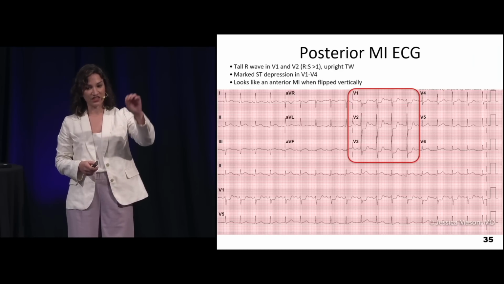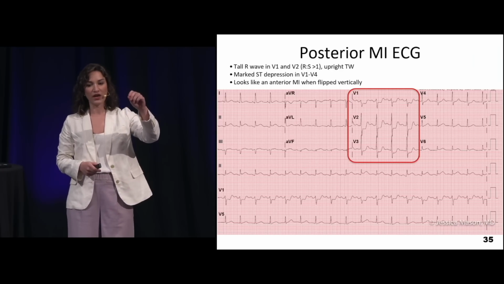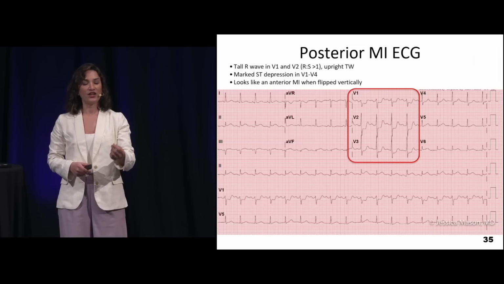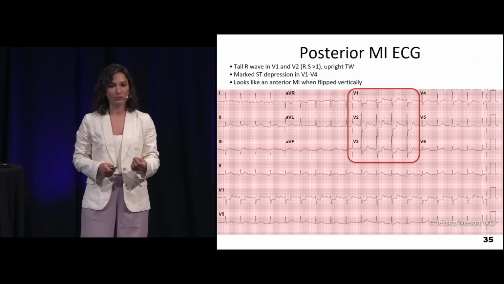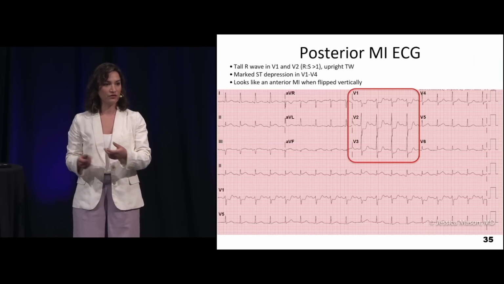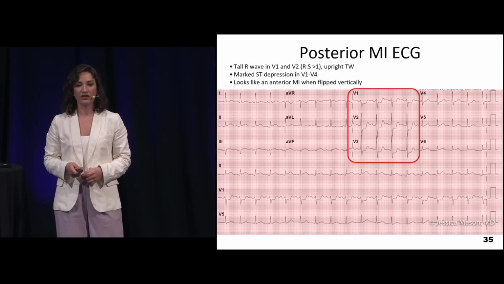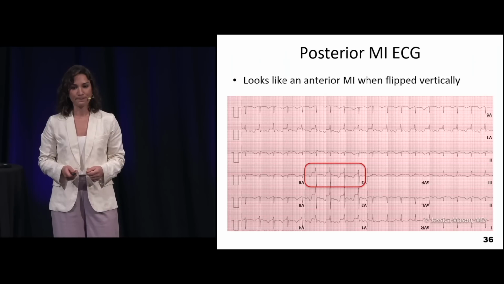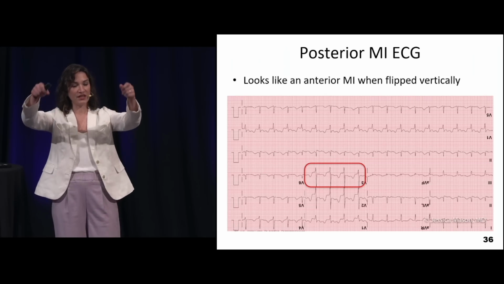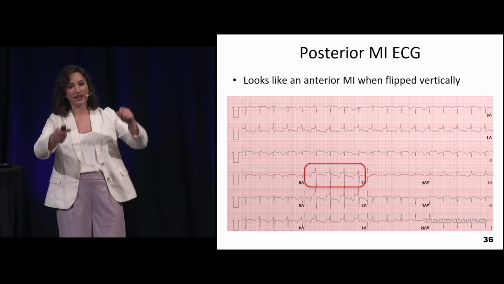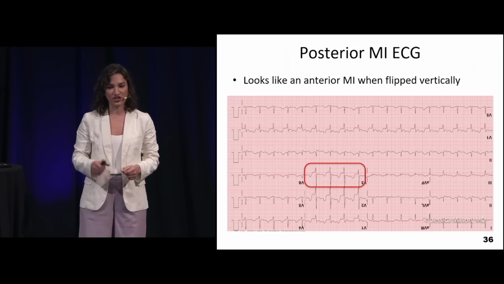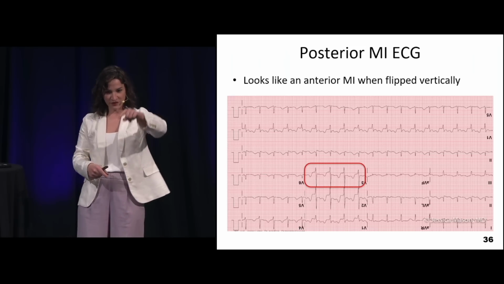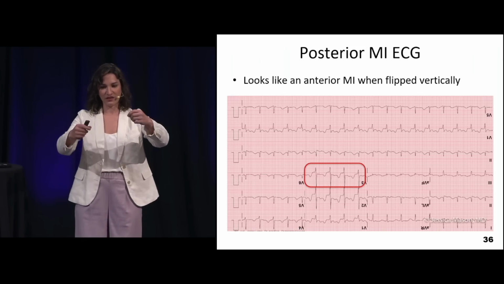That is kind of a tip-off. You've got this really tall R wave compared with the S wave, and you have significant ST depression in V1 through V4. In this case, you can't see it quite as much in V4. That is your posterior MI. And when you flip that EKG upside down, hold it up to the light, again, you can see the ST elevation. Instead of going to the right, you can see here it's going to the left because they flipped this EKG.